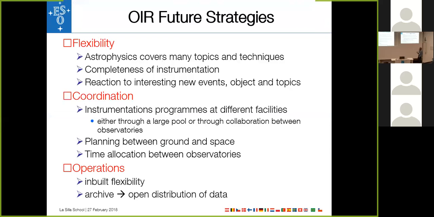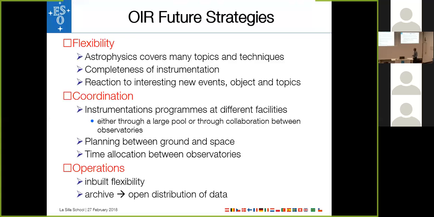We need coordination. ESO is in a unique position that we can offer our community many different instruments. If you need full wavelength coverage, you will find instruments that can help you observe your object in all those wavelengths, which not every observatory can do. So we have to make sure that our instrumentation programs are versatile in this, either through a large pool, as I say here, or maybe you collaborate with other observatories.